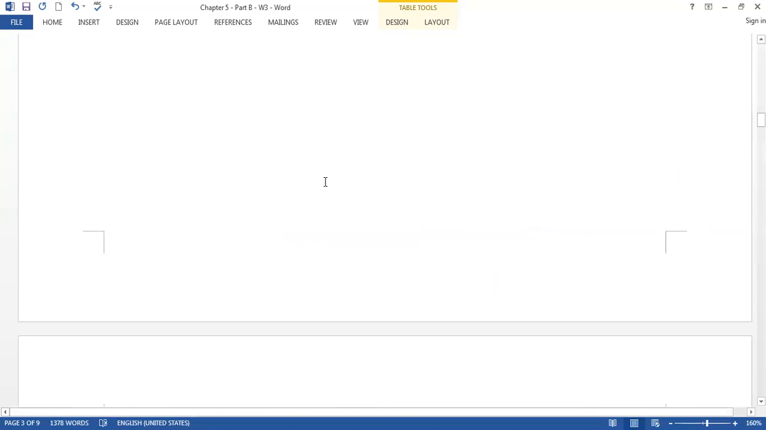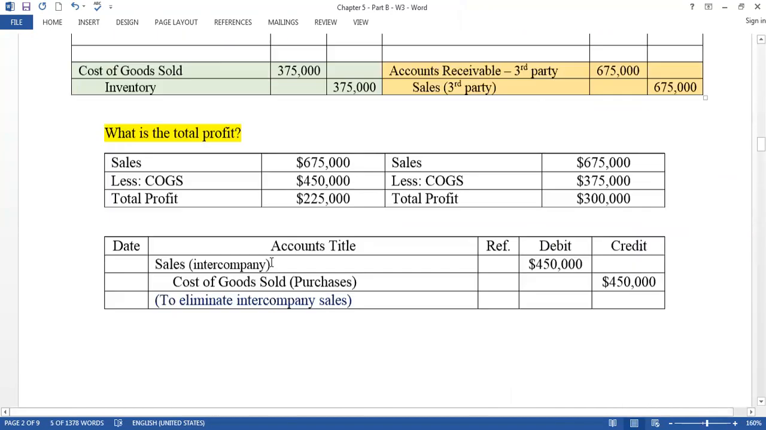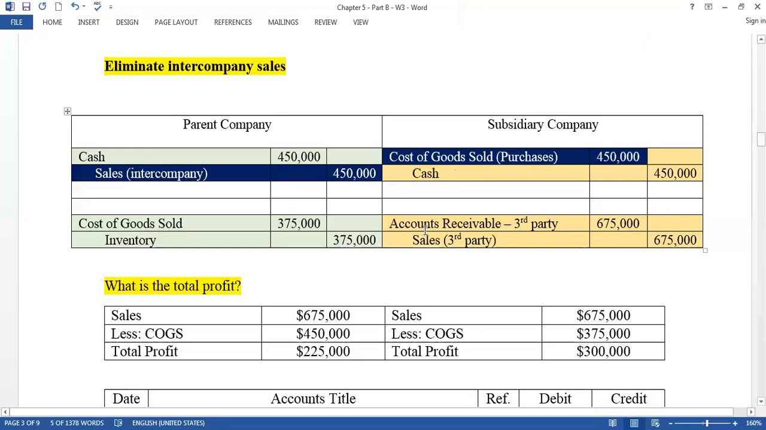Now, I told you that when the parent sells it to the subsidiary, the subsidiary sells it to whom? The subsidiary can sell it to another party, right? A third party. Now this is the one. The subsidiary sells this inventory to a third party. So they record sales credit.